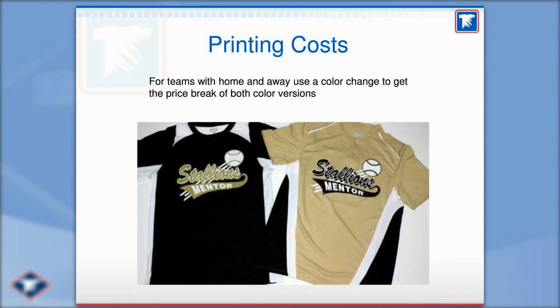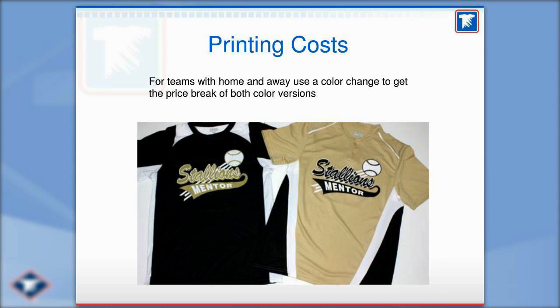Okay, so sometimes you will get a league or an individual team in this case that has a home style jersey and an away style jersey. Okay, in this case, we're talking the polyester performance wear. The Mentor Stallions have their black home jersey, but then they have their, looks like a Vegas gold type color away jersey. So in this case, we use the same design for the home and the away.